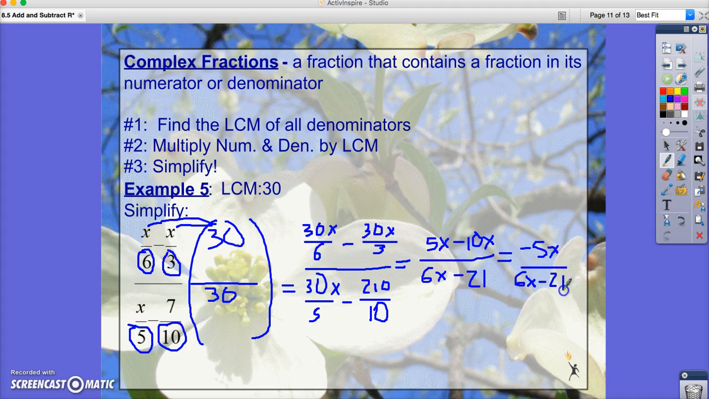And that's my final answer. You might say, hey, wait a second. 6x and negative 21 both have 3 in common, but if I factor out a 3, nothing cancels out. So if you can't simplify in the end, it's just as good to leave the answer there as is.